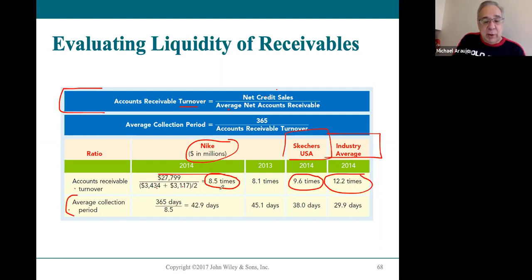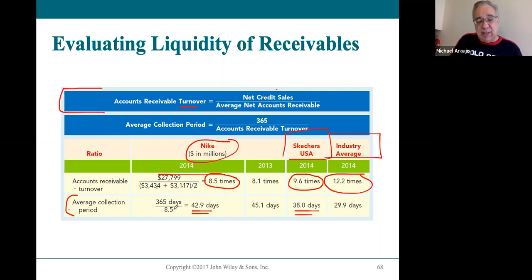Now that you know the turnover rate, you can actually find out exactly how many days they're collecting it. That's the average collection period. You take the turnover rate and stick it underneath 365. And as you see, Nike is collecting their receivables every 42.9 days. Let's just round it to 43 days, okay? It's dark early. So 43 days is fine, but they're supposed to be collecting them every 30 days. They're waiting 13 days longer to collect their receivables. Not good.